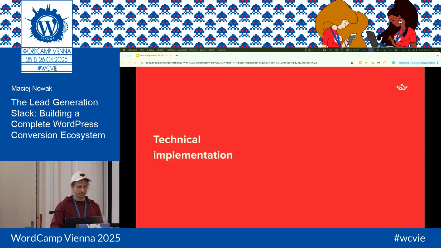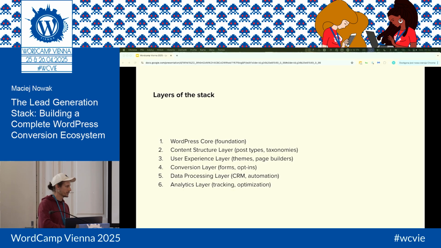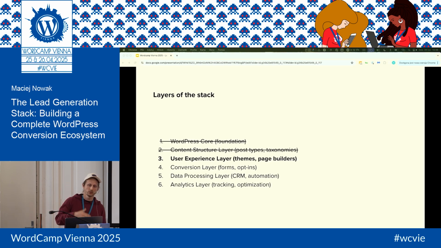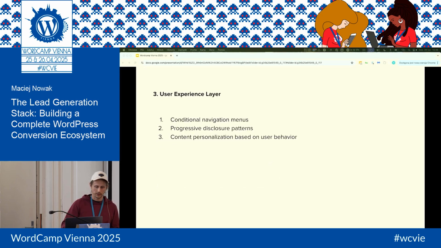How to do this? There are a couple of layers in the WordPress stack, right? We have the WordPress core, which is the foundation. We know all of that. Content structure, then post types and taxonomies. I won't cover these two parts because so many other presentations cover the technical things within WordPress core. Where I want to start is the user experience layer, and then follow with other parts.